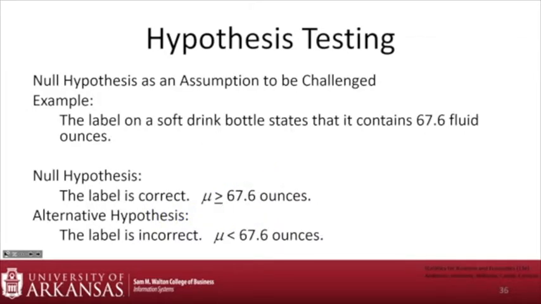Let's try something else. We can also do the null hypothesis as an assumption to be challenged. So here, the label on a soft drink bottle states that it contains 67 fluid ounces. So we can say that the label is correct, or we can say the label is incorrect. And again, you can say the label is correct and just say that it's equal to, or you can say it's incorrect and say it's less than. You guys seem to be doing it. Any questions about this? You just got the board look, so we're going to move on.